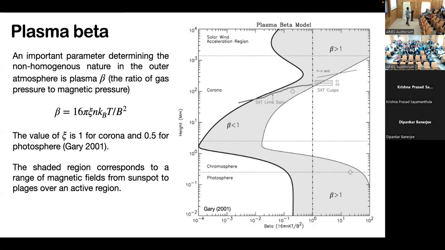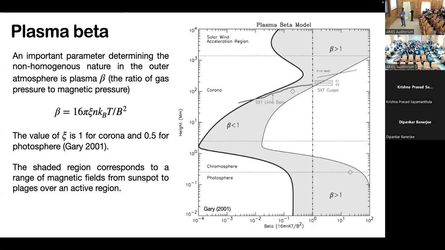What are plages? I will discuss in detail, but their magnetic field is lower compared to the sunspots. Their magnetic field is of the order of a few hundred Gauss, whereas the sunspot magnetic field is of the order of a few kilogauss. So what you can see here is that on the x-axis you have plasma beta.